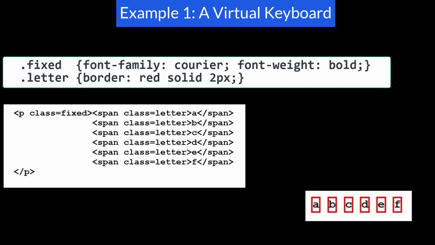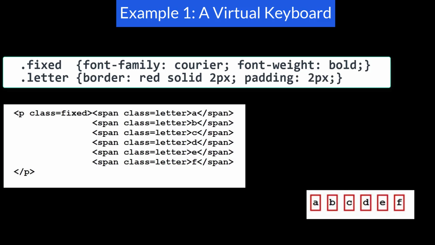The letters look cramped. Let's fix that. A little padding should do the trick. So change the letter class to be border red solid 2 pixels, padding 2 pixels. And now we see, okay, that's a little nicer. Feel free to play with that.